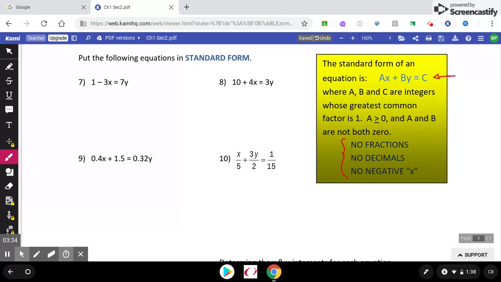So for starters, the left side is supposed to have the x and the y. And right now the 7y is on the right side. So how do we get that guy over there? Well, he's a positive 7y. I would have to subtract him to get him over there. Now from here on out, I'm going to be shortcutting. Now here's what I mean.